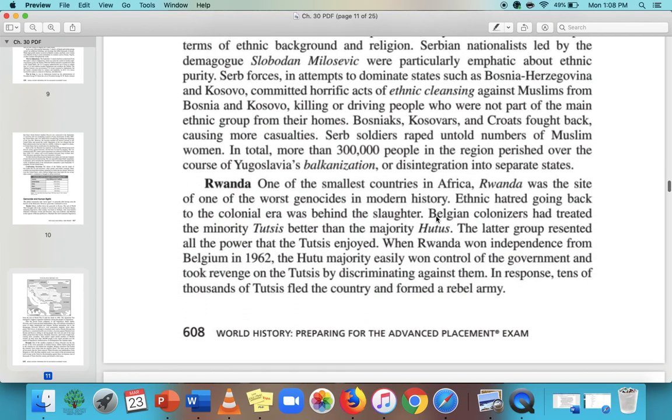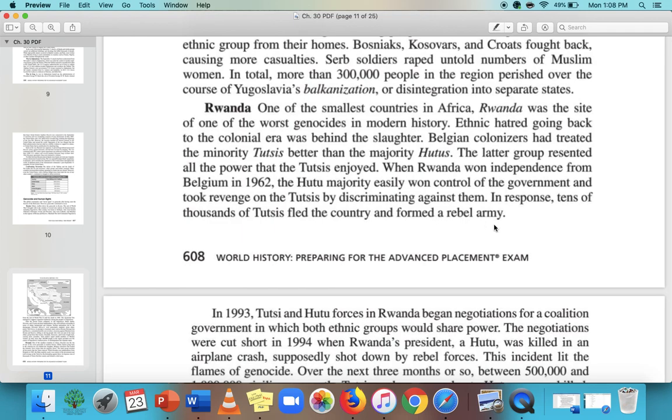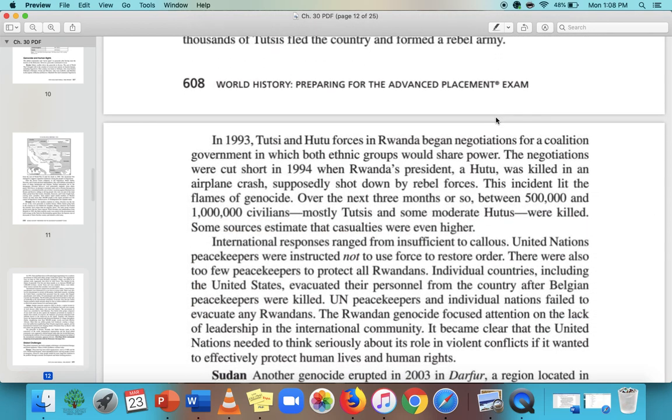All right, now moving on to another genocide in Rwanda. We've already talked a little bit about this, but I just want you to circle, underline a couple things. Circle Rwanda, all right, a small nation in Africa. It was the site of one of the worst genocides in modern history. Top of the next page there talks about the Hutus and the Tutsis. Okay, they were enemy tribes, right? And the Hutus killed a bunch of Tutsis.